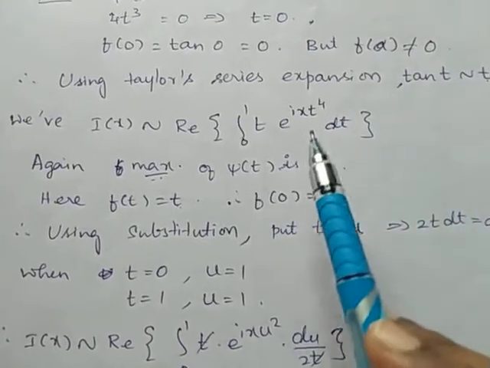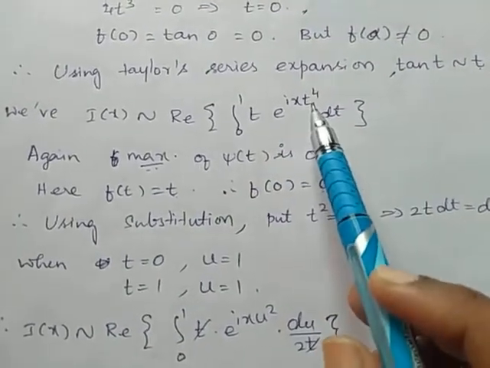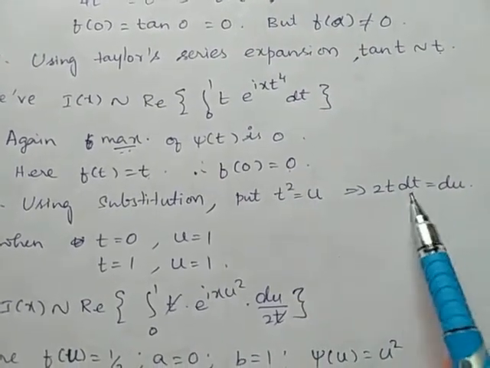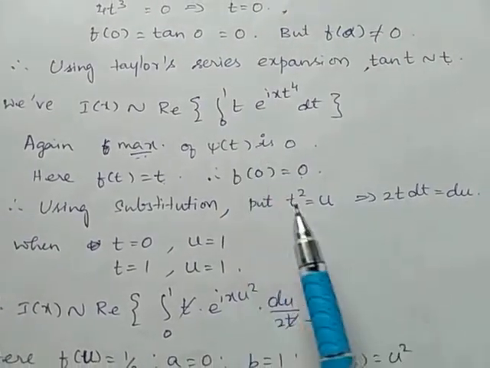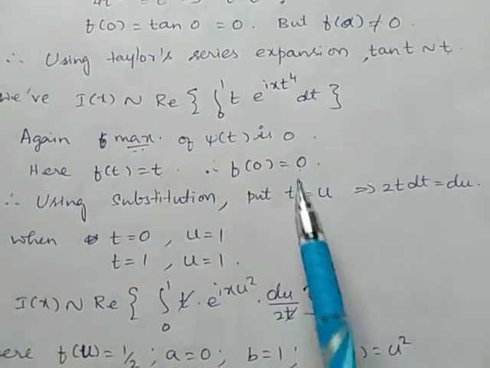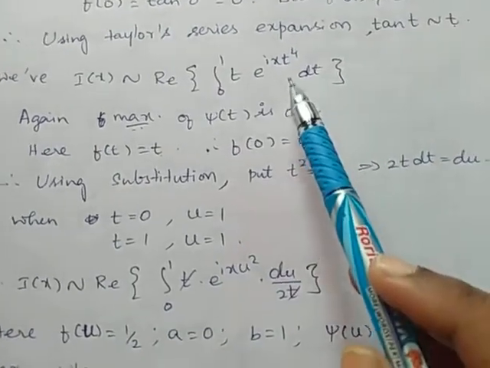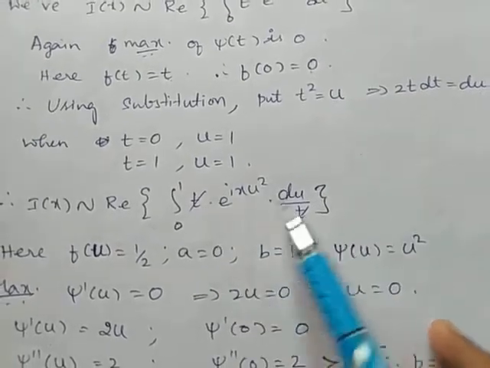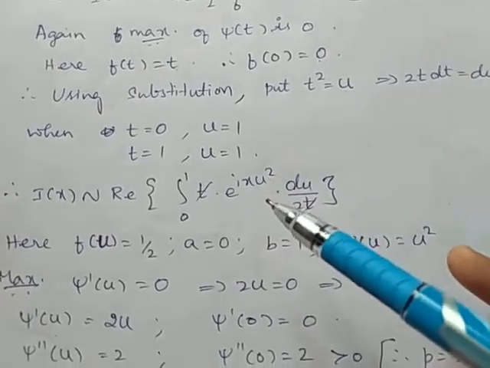So I am going to use the substitution method here. I have to cancel this t. So I am going to substitute t square as u. Differentiating on both sides, 2t dt is equal to du. When the lower limit t is 0, u is 0. When t is 1, 1 square, u is also 1. So substituting all this in the integral, now t will get cancelled. We are reduced to this form. Now this is a standard form and we can solve it easily.